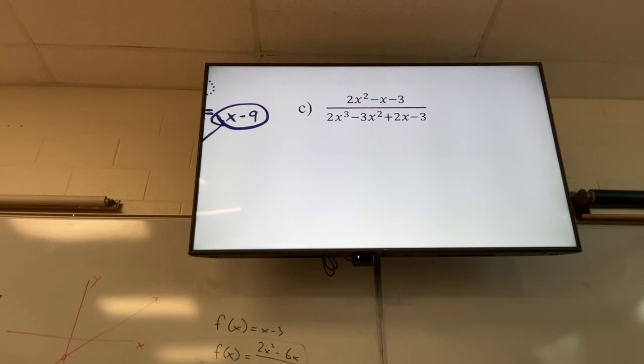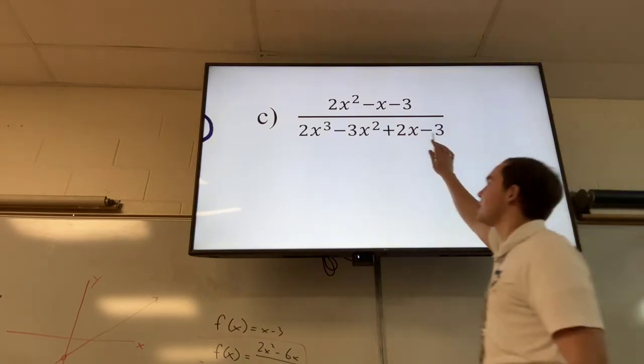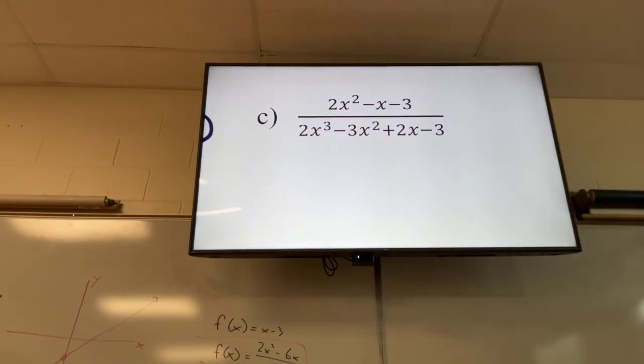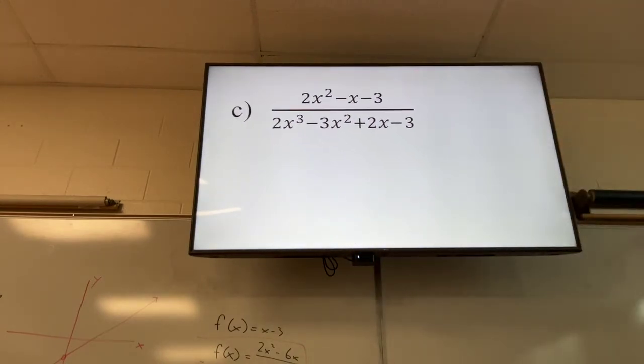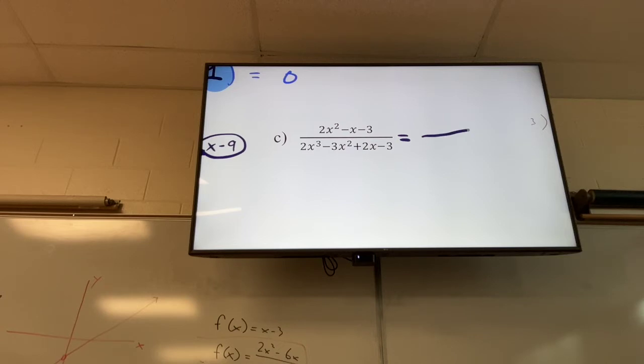For part C, this one is going to be easier to factor first and then find the excluded value, because to find where the bottom equals 0, you have to factor anyway. So we're going to go ahead and factor first. This one is kind of a bear, so bear with me. Let's factor the bottom, because that one's not too hard to factor.